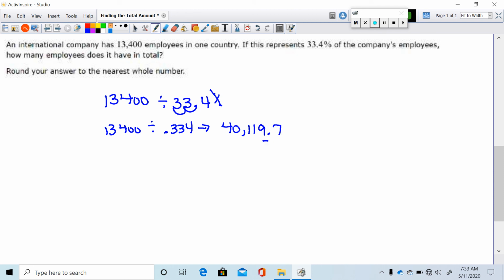You have to decide what to do with the number in front of the decimal. So that 9 is either, that 19 actually, because it's a 9, you got to look at both numbers in front of the decimal. So that 19 is either going to stay or go up to 20. Well, since the number after the decimal is larger than a 5, you're going to go up. So 40,120 employees.